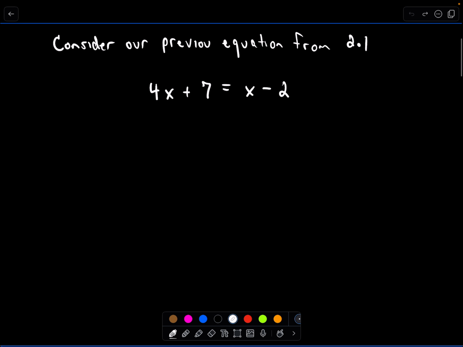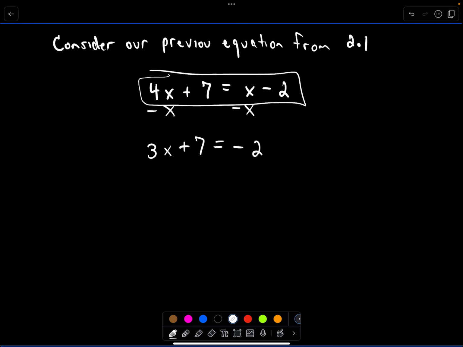So I'm going to put the x's all on the left side. Since I've got a positive x on the right side, I'm going to subtract x from both sides. And I'm just lining them up again to combine my like terms. On the left side, 4x minus x is just going to leave me with 3x, and I still have plus 7 left over. And on the right side, my x minus x cancel out, so I'm just left with negative 2. Again, I'm just subtracting x from both sides of this initial equation.